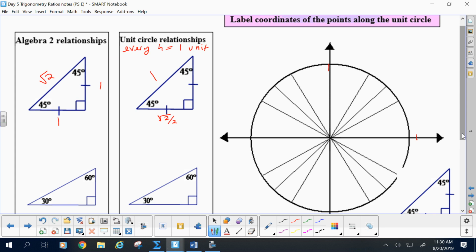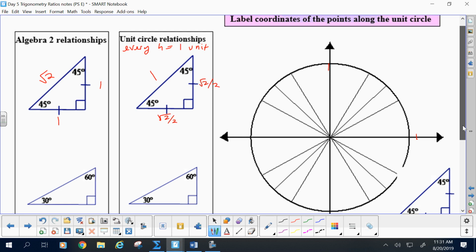If we do that, then by similar triangles, this has to be root 2 over 2 long. Square root of 2 is about 1.4, all right? So square root of 2 over 2 is about 0.7, yeah? Right, so think 2 smaller legs and a hypotenuse of 1. Square root of 2 over 2.